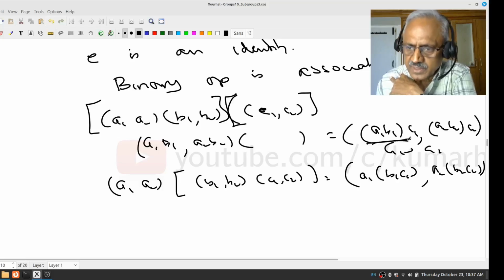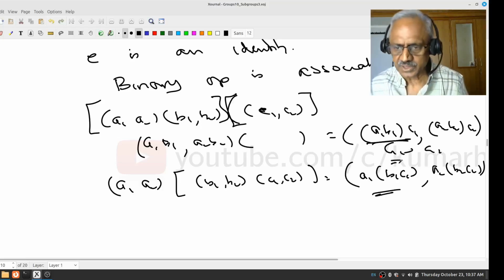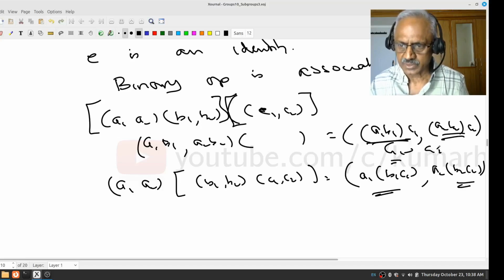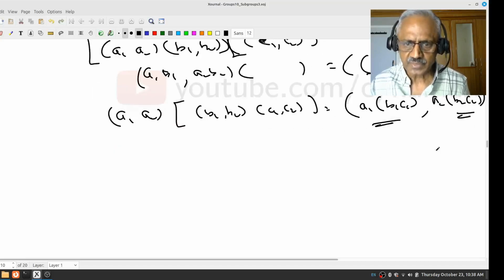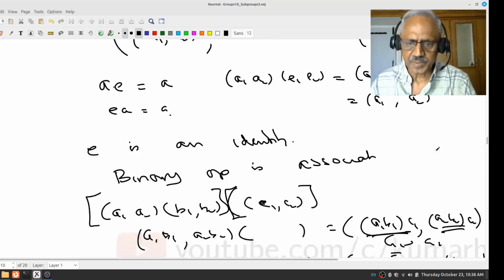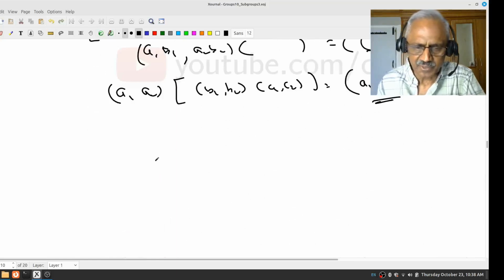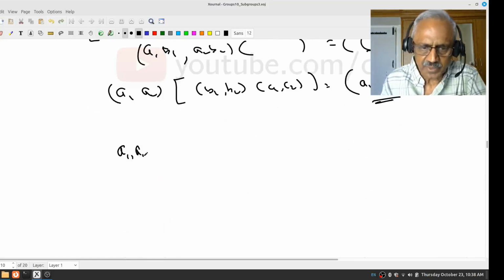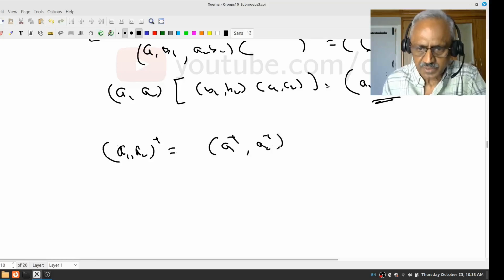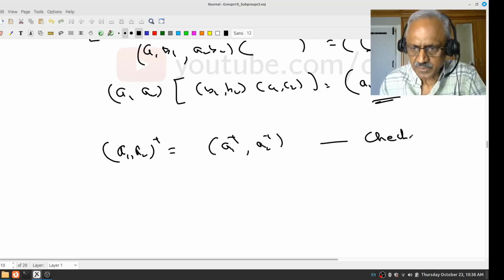And is this element equal to this? That is true because associativity holds in G1. Is this element equal to this? Yes, because associativity holds in G2. Therefore, this binary operation is associative. It has an identity. What is the inverse? Suppose I have (A1, A2). Its inverse is (A1 inverse, A2 inverse). It's easy to check. You do that.